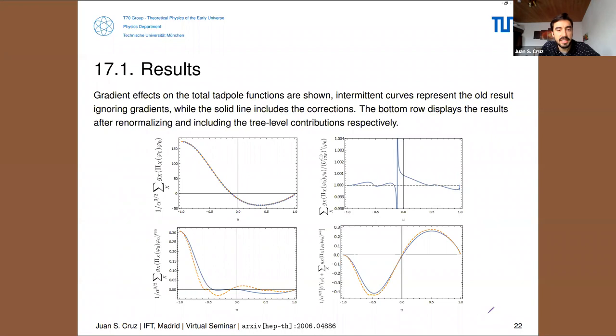So first, here we see the tadpole contributions. The first plot on the upper left is the total tadpole contribution, so all sectors added up before we renormalized. The orange solid line corresponds to the Coleman-Weinberg treatment, so gradients being ignored. And the diamonds are the result of our computation. And we can see that they agree reasonably well.